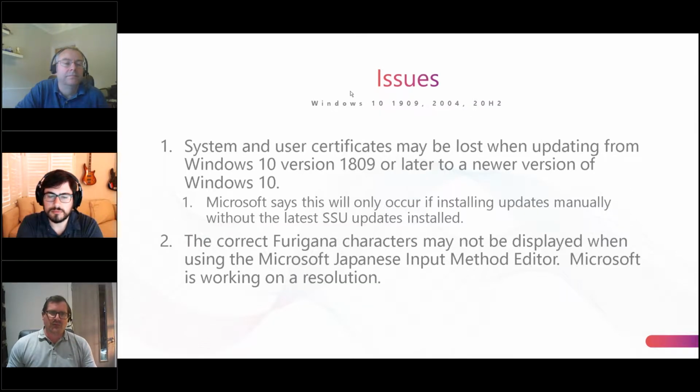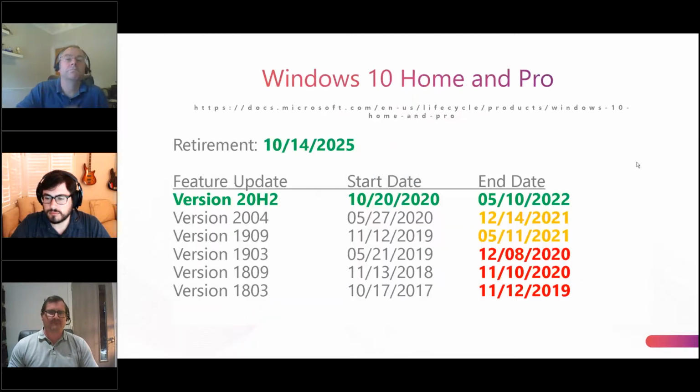And this one also for Windows 10, if you haven't applied the latest servicing stack and you do install an update, you may lose your user certificates. It's just essential that you apply the servicing stack before the patches. And if you have Japanese systems, you may have an issue with the input method editor. They are still working on a solution. So unfortunately, we are no nearer a solution for that.